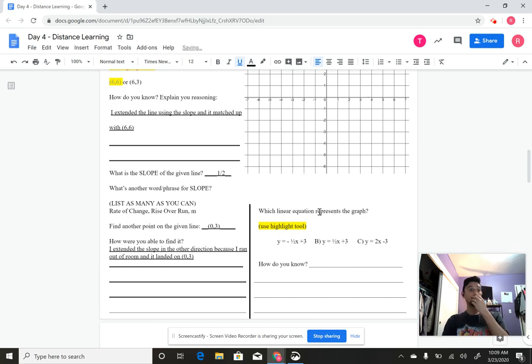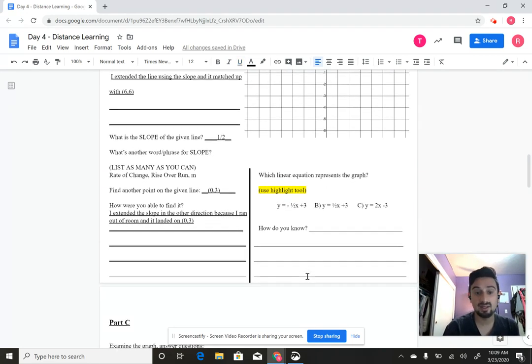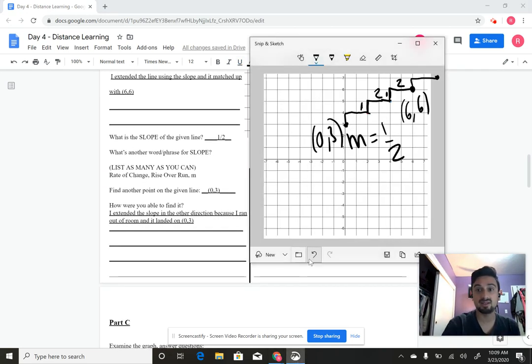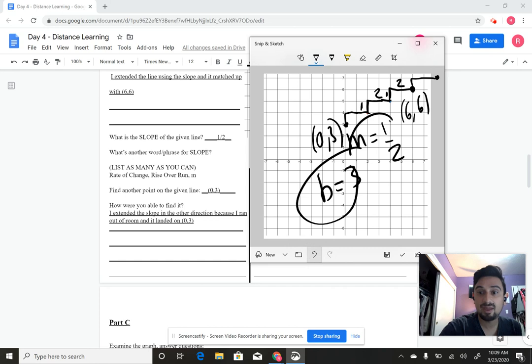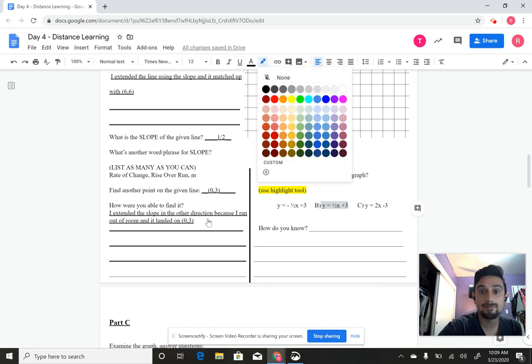So now, which linear equation represents the graph? Use the highlight tool. Which one represents the graph? Well, let's look at it. So my slope is 1/2. My b is 3. So m is 1/2. B is 3. So I got to look for that. So here you can see here, it's negative 1/2. So that's not right. Over here, it's 2. That's not right. Here it's 1/2. So it has to be this one right here. It has to be this one. So I'm going to highlight that.